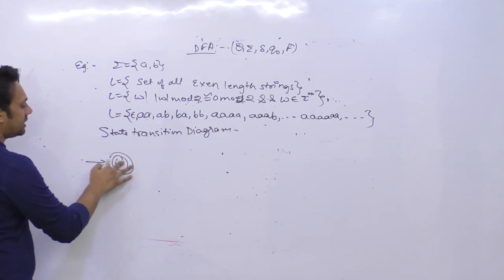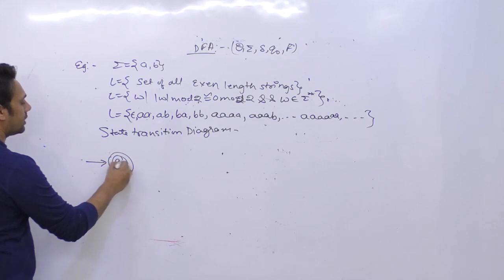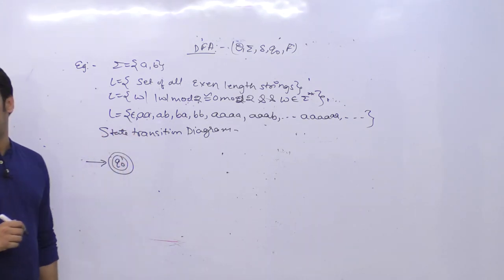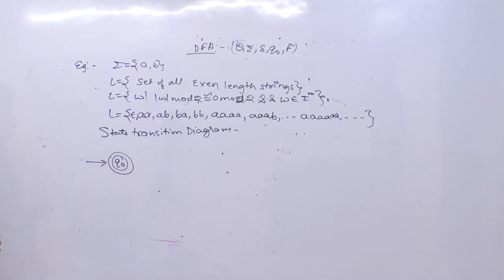So I can say that the name of this state is Q0. If your initial state is a final state, that means you can accept a string of length 0, which is epsilon. String of length 0 ko accept karne ke liye aapko initial state ko final state banana padega.